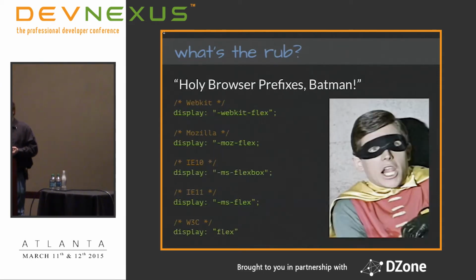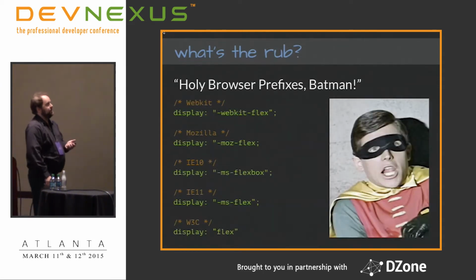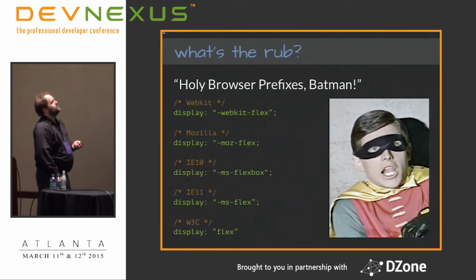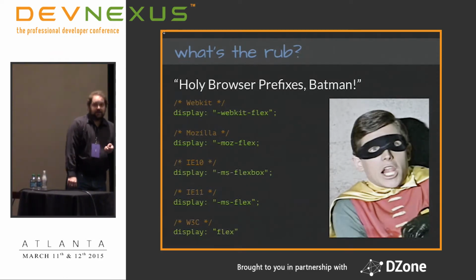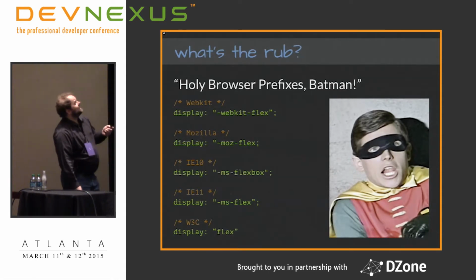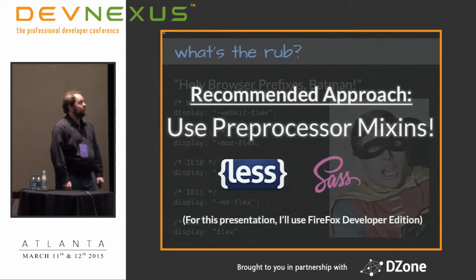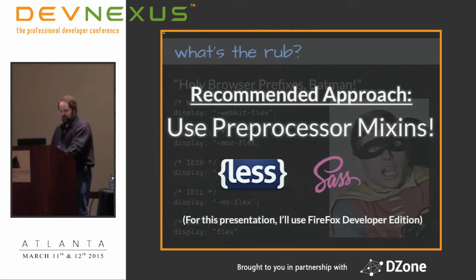Another rub: browser compliance. Holy crap, browser prefixes. So what I'm going to do in this presentation is use Firefox Developer Edition because it's really good at just handling the vanilla properties. We're all going to get information overload if we try to look at all these things with 6 browser prefixes for every element that we want to style. But for that very reason, you probably want to hop on Less or Sass and make some mix-ins.